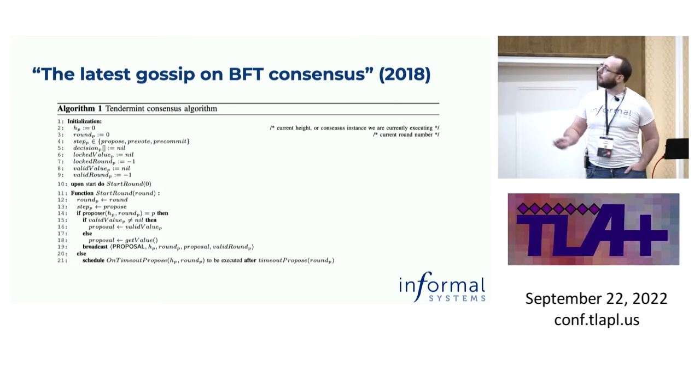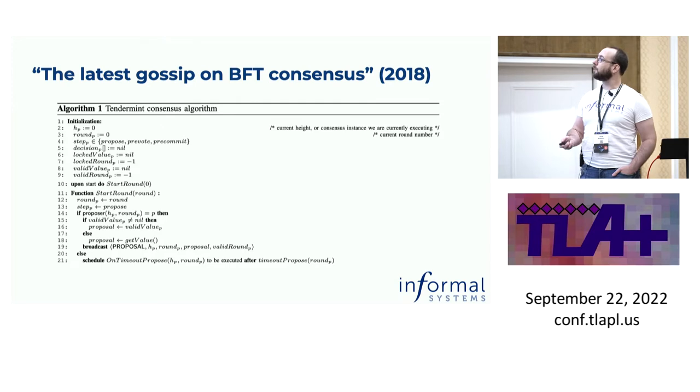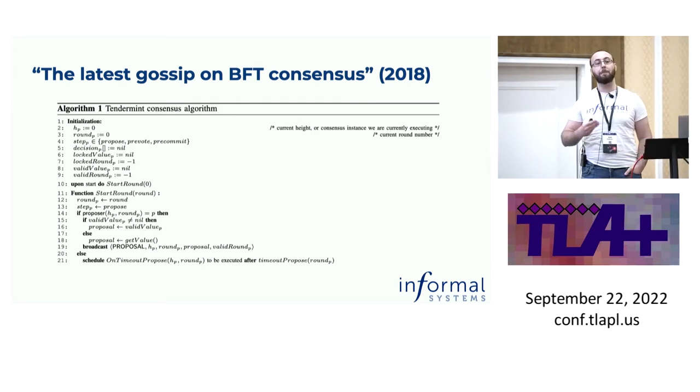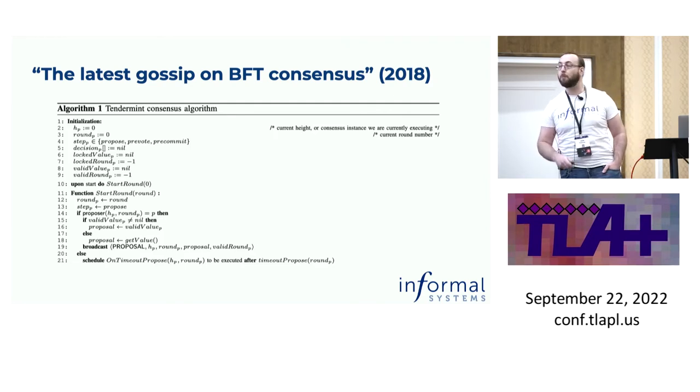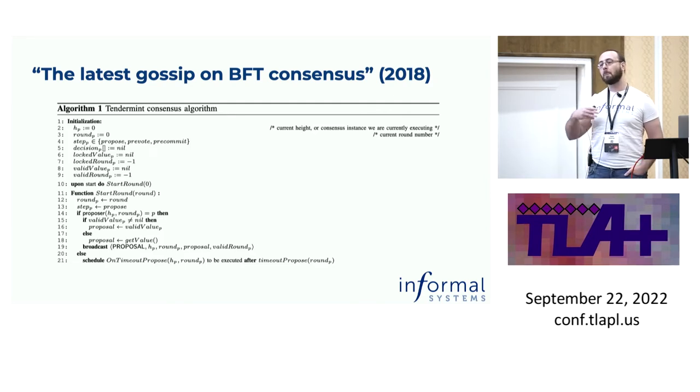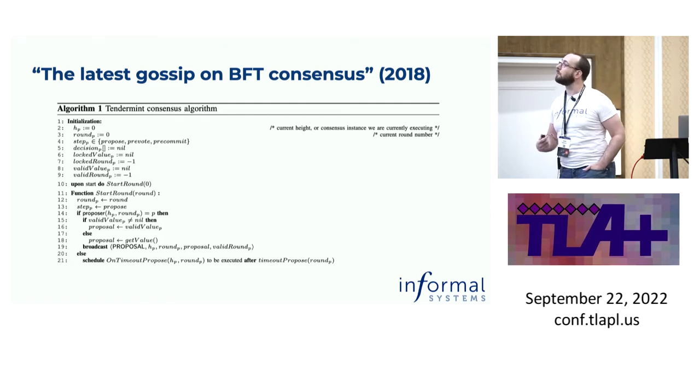So you can find this paper on arXiv if you're interested. For now, all we care about is the fact that this paper comes with pseudocode algorithms. So this is a starting point. And from this pseudocode algorithm, you can then build a TLA specification, basically.